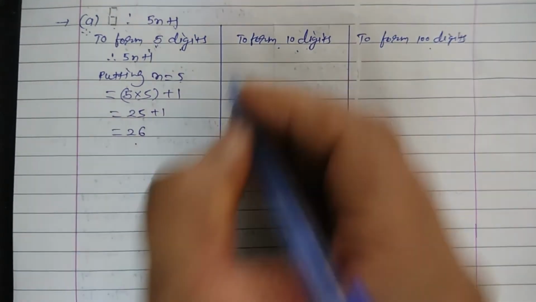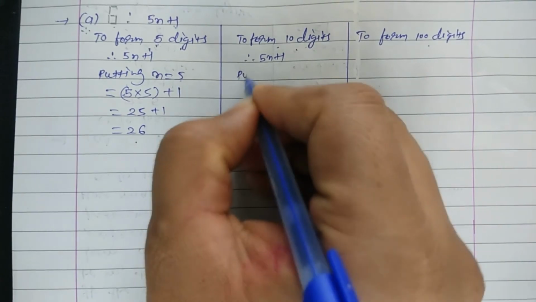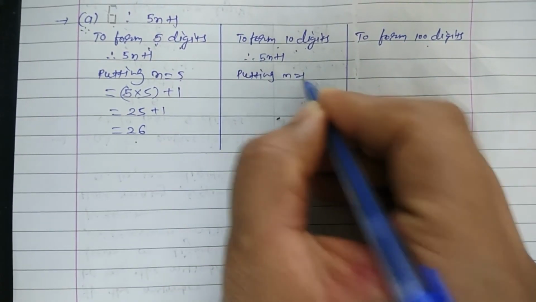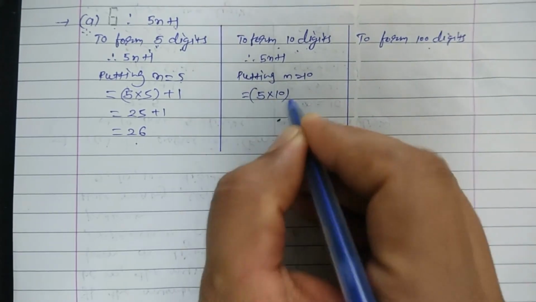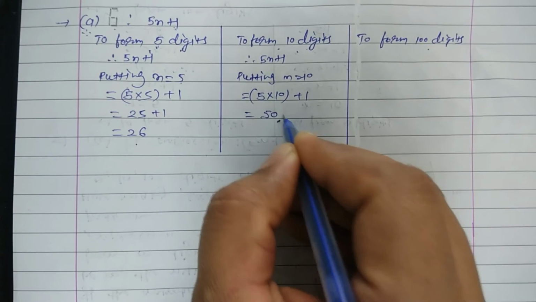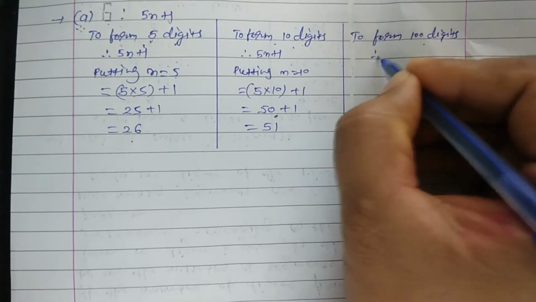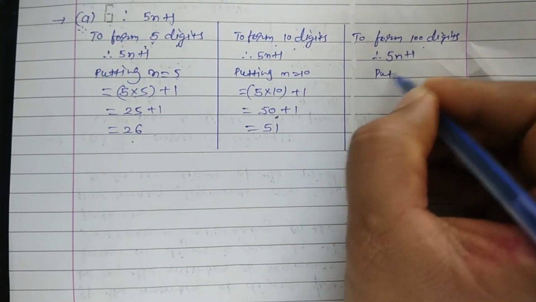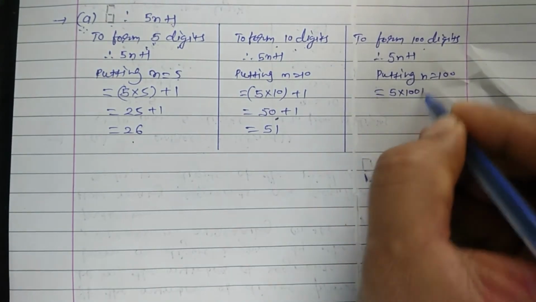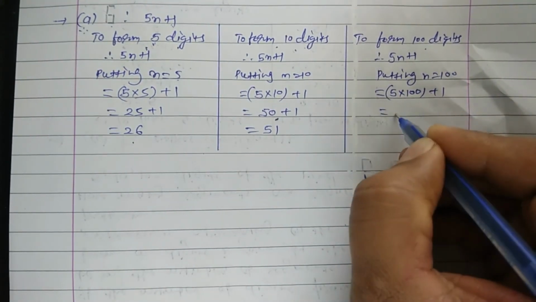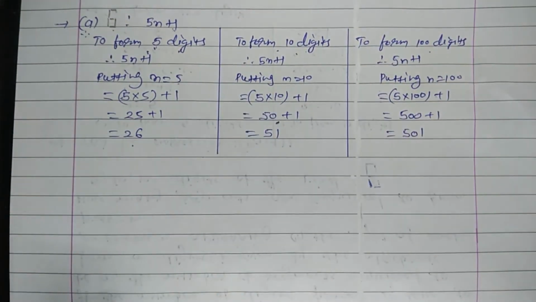Now for 10, same way, the expression is 5n plus 1, putting n is equal to 10, that is 5 multiplied by 10, bracket close, then plus 1. 5 tens are 50, 50 plus 1, that is equal to 51. And to form 100 digits, the expression is 5n plus 1, so putting n is equal to 100, that is equal to 5 multiplied by 100, bracket close, plus 1. 5 multiplied by 100 is 500 plus 1, that is equal to 501.